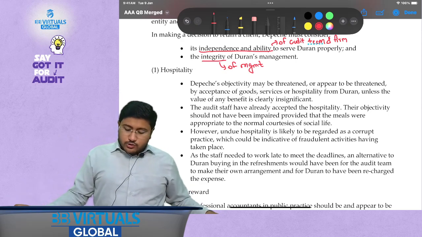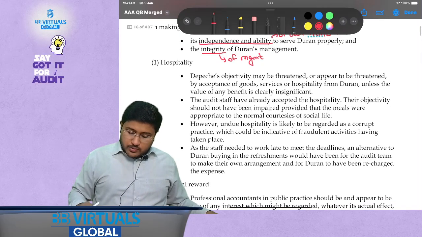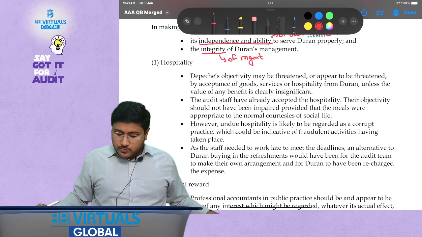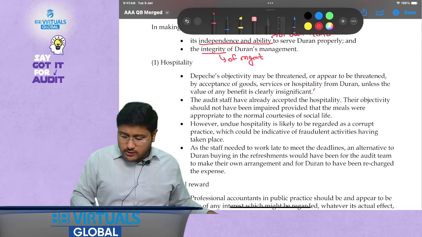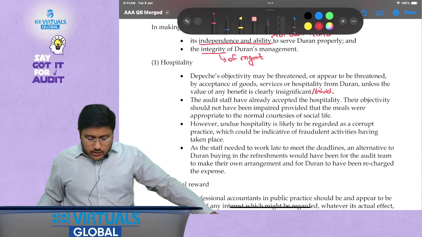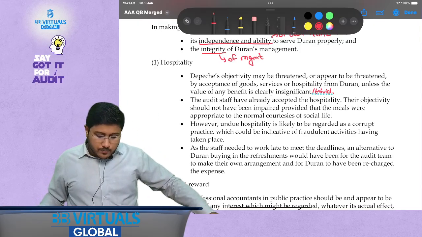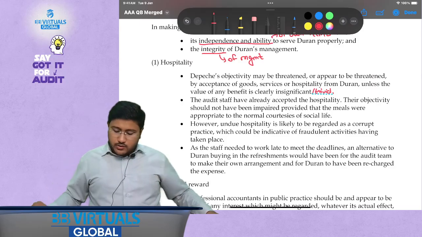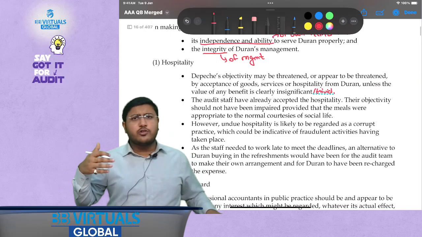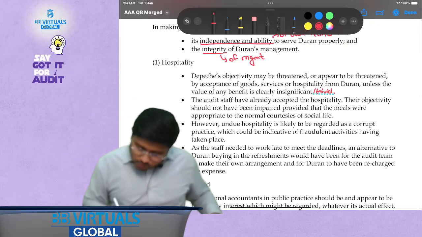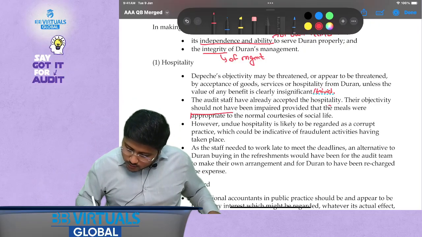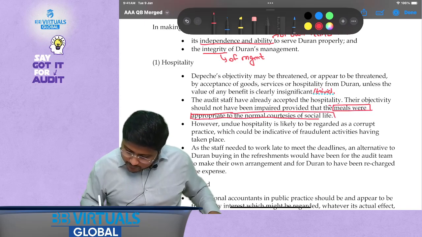Now, Deprecia's objectivity may be threatened or appear to be threatened by acceptance of goods, services or hospitality from Duran unless the value of any benefit is clearly insignificant, or there is one more word which is used in your text, which is trivial, right? The audit staff have already accepted the hospitality. Their objectivity should not have been impaired provided that the meals were appropriate to the normal courtesies of social life. See, we have discussed, it is on humanitarian grounds. Can you use this word, humanitarian grounds? Yes. So meals were appropriate to the normal courtesies of social life. That is why they were okay.